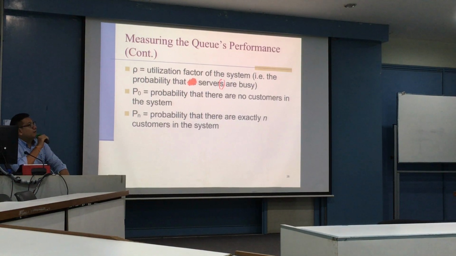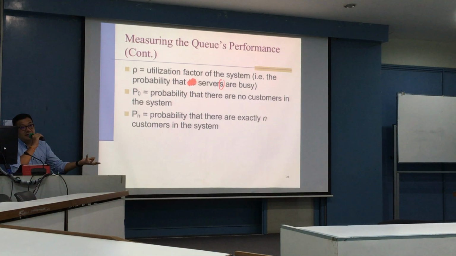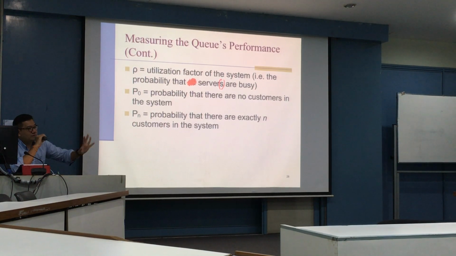And for P0, the next one, on the other hand, P0 is the probability that there is no customer in the system. So P0 tells you the probability that there is no queue. You can go get the service with no need to wait in line. P0 is the probability that there is no customer in the system.